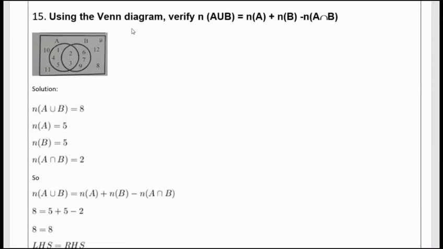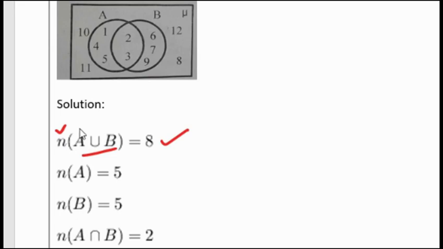15th question, using the Venn diagram, verify n of A union B is equal to n of A plus n of B minus n of A intersection B. So there is a Venn diagram for you all. Here n of A union B is 8. So n of A union B, in the sense, number of elements in A and B, is 8, because 1, 2, 3, 4, 5, 6, 7, 8. In A and B, both sides, there are 8 elements. Number of elements in A union B is 8.